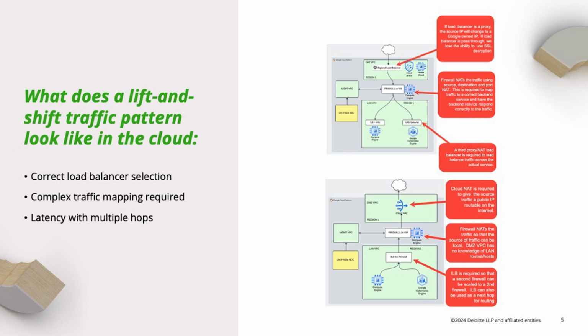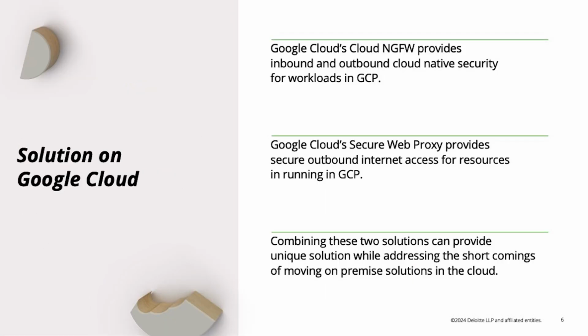As well, you're going through one load balancer on the external side, you're going through a second NAT to the firewall, and you're going through a third load balancer internally, say with a GKE gateway or an ingress controller. So the latency increases as well. So how can we address this? We can combine two Google Cloud managed services and come up with a solution that addresses this. And we'll jump into that now.